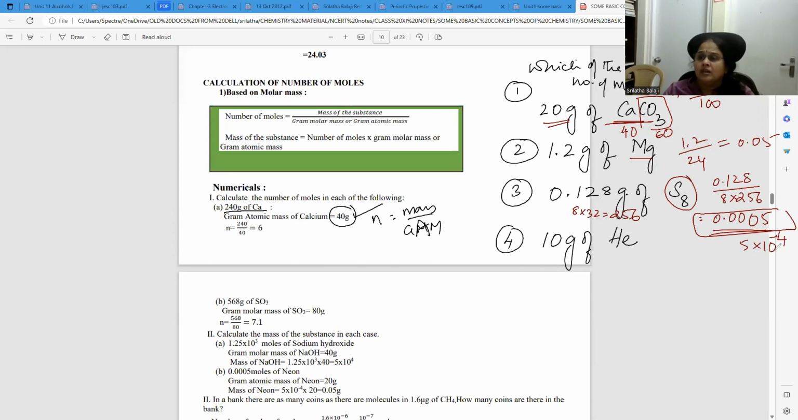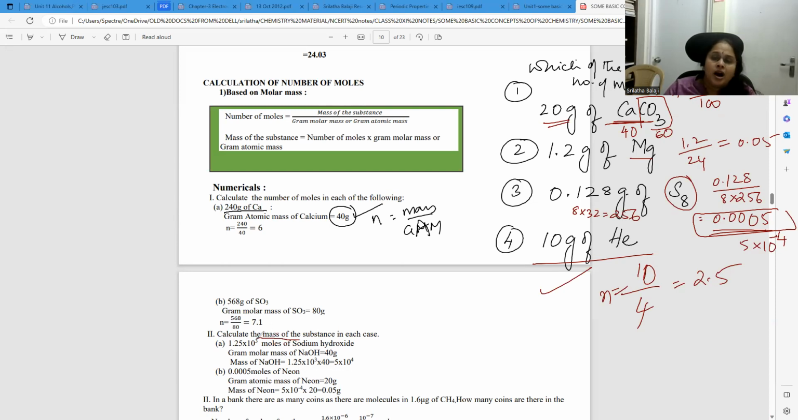Last, 10 grams of helium. What's the atomic mass of helium? 4. So 10 divided by 4 is 2.5. Now what is the question asked? Which of the following has the highest number of moles? Which one? Helium. Yes. So eventually you have to calculate all these things and then we'll conclude that 10 grams of helium constitutes the maximum number of moles. Got it? Is that clear?